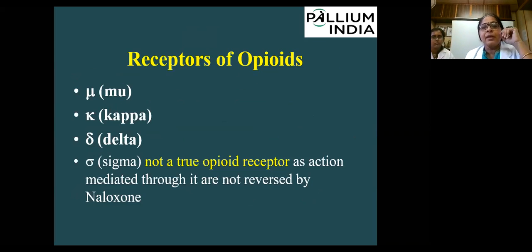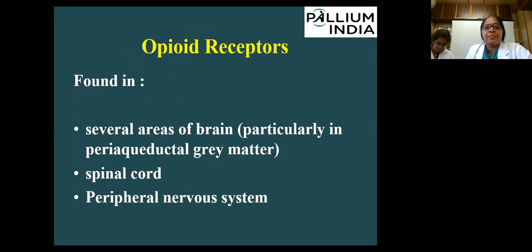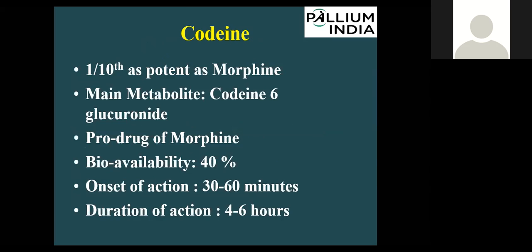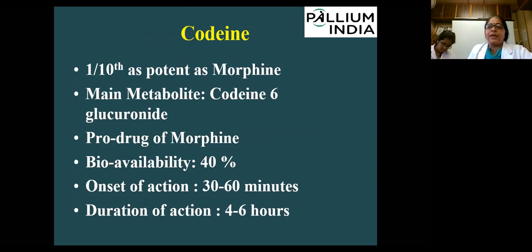Next slide, please. So the various receptors on which opioids act are the mu, kappa and the delta receptors. The next slide. These are found in several areas of the brain, in the spinal cord, and in the peripheral nervous system. Next slide. And here we have various drugs. In step 2, we have codeine and tramadol. These are the various opioids.